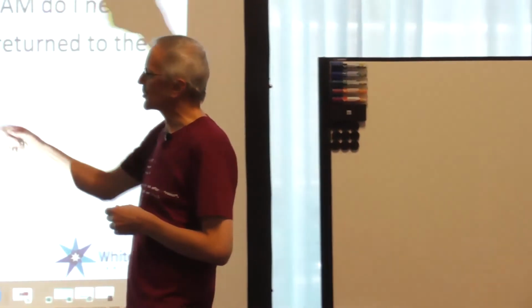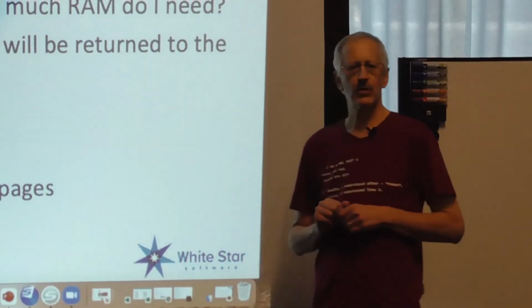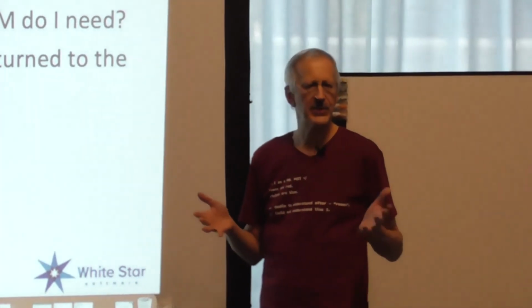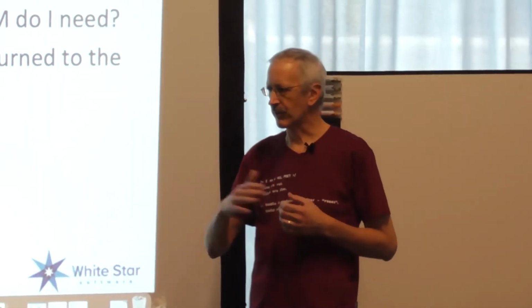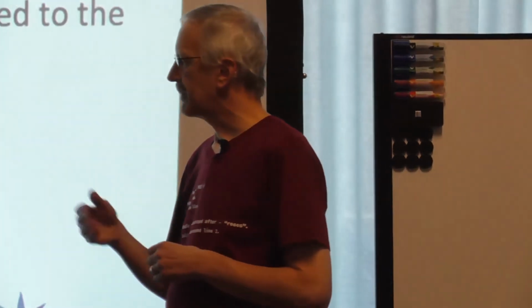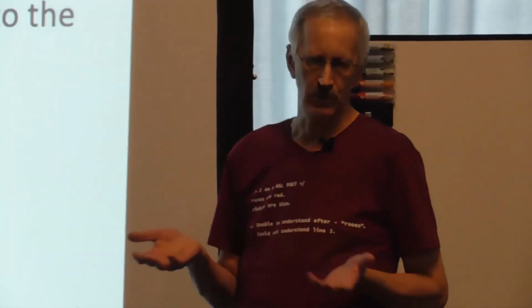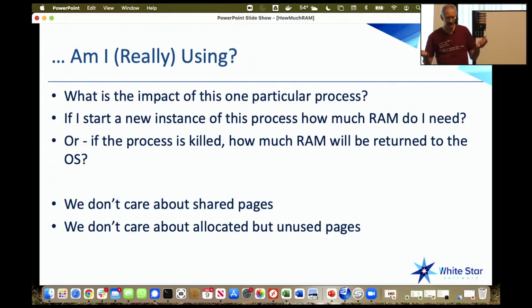But we don't care about shared pages. So the global shared memory pool is not what we're after here. That's shared across all the processes. That is not an individual incremental amount of memory that's being used by this new process that we've started or the one that we want to kill. And we don't care about pages that have been allocated but which aren't used. So that would be a page where you said you needed a gigabyte of RAM, but so far you're only using 16 meg. We don't care about the rest of that. You might use it, but you're not yet.